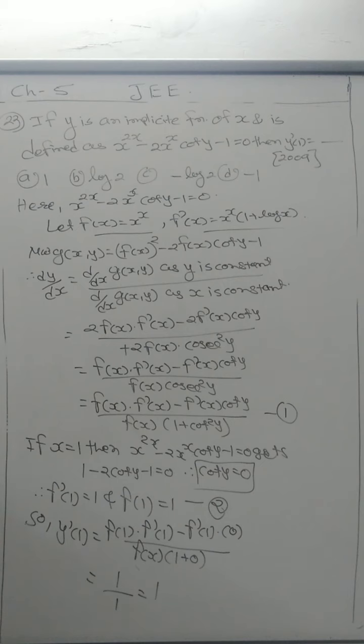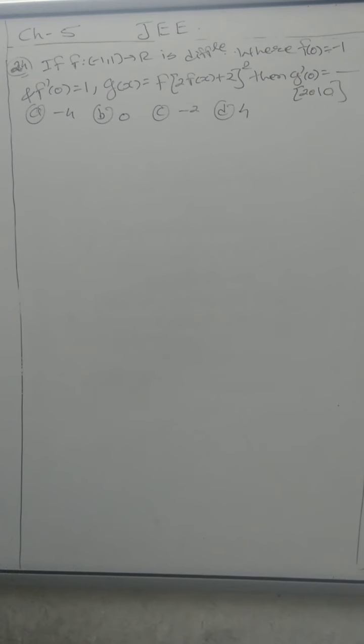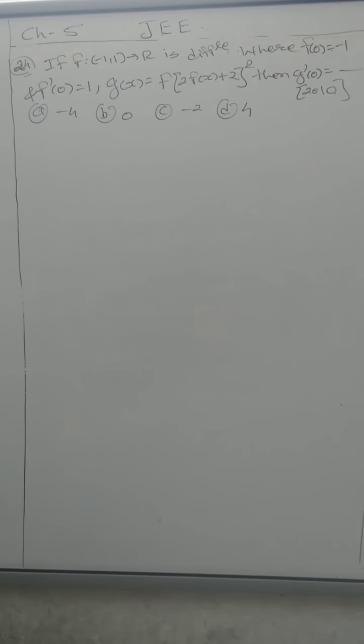Okay, next sum, 24th. If f from minus 1 to 1 to R is differentiable where f0 is minus 1 and f dash 0 is 1, gx equal to f bracket 2fx plus 2 whole square, then g dash 0 is equal to dash. This question is also asked in 2010. So remember this thing very carefully. Now we just differentiate this function.